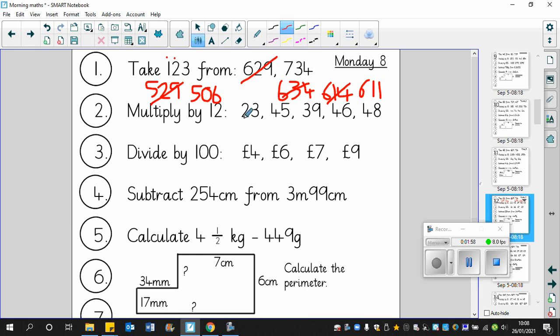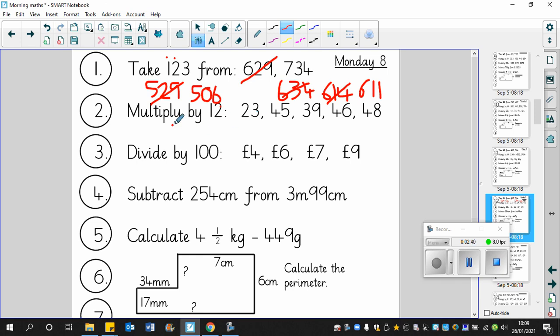Now, question number 2, multiply by 12. Now there is a written method of doing this and it's called long multiplication, and one or two of you might know it, but what we're going to do is use a mental method. In other words, we're going to do it in our heads. So we're going to look at 12 and partition it, and say that 12 is the same as 10 add 2. So therefore, instead of multiplying by 12, we're going to multiply by 10, then multiply by 2 and then add the two answers together.